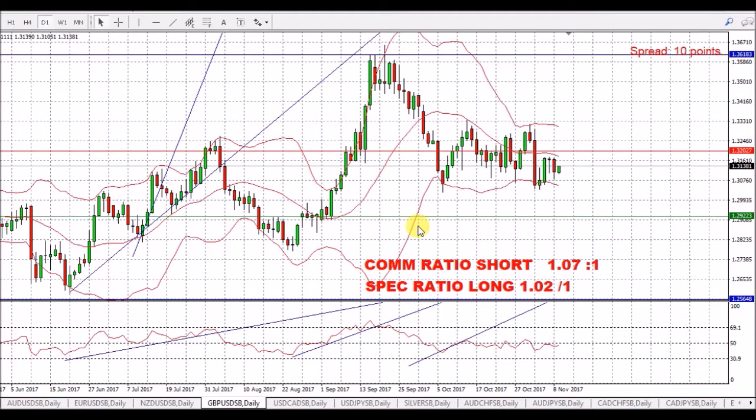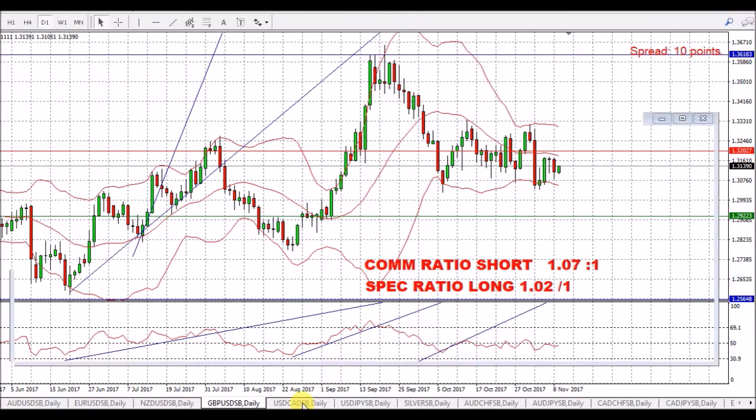Pound USD. We saw the pound come down again onto this support. It's popped back up, and I think it's going to come down and retest it and go back down onto the 129 mark. We got a commercial short ratio reduced of 1.07. So I'll be looking for that to increase a little bit tomorrow in the Commitment of Traders report.